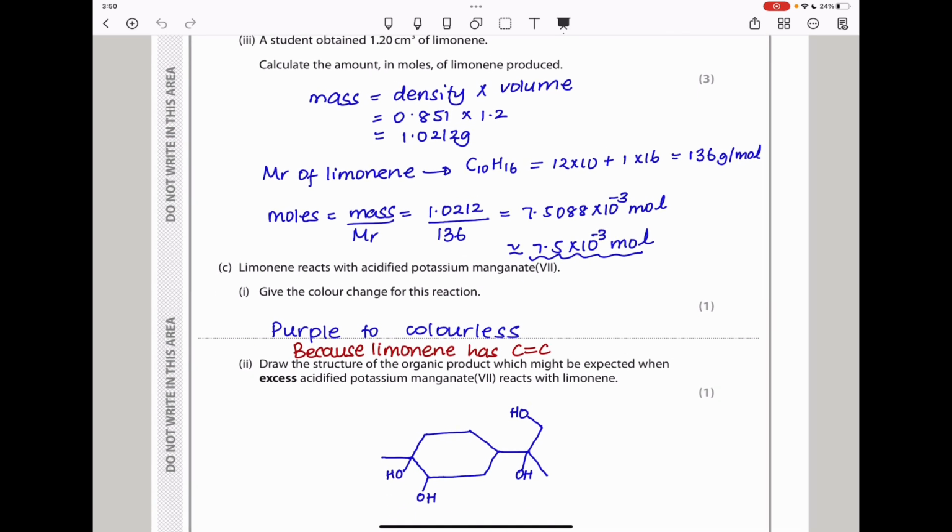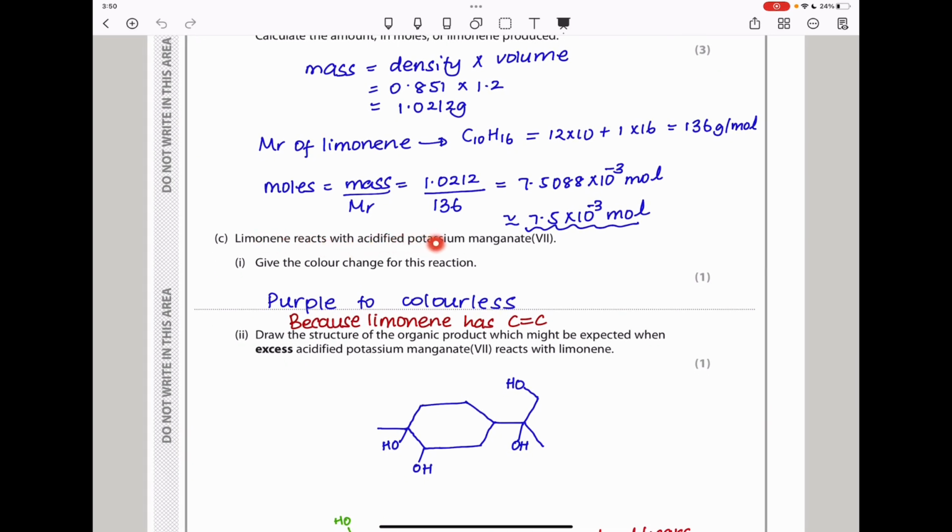So the next part, they say limonene reacts with acidified potassium manganate 7. Give the color change for this reaction. When you look at the structure of limonene, we saw there were carbon-carbon double bonds, so when they react with potassium manganate 7, they will form diols as the purple color turns to colorless due to that. So the color change should be purple to colorless.